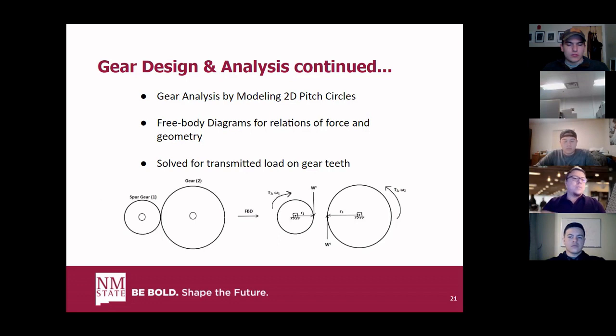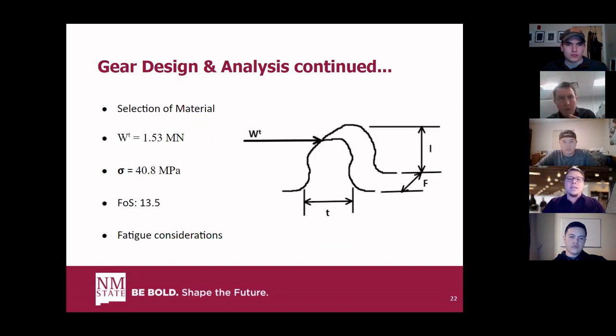To do this, we look at the diagram of the gears and then break them into two separate objects using free body diagrams. And this allows us to view the relationships between the torques, the forces, and the radii of the gears. And by estimating a radius, this allows us to determine the transmitted load on the gear teeth. And this transmitted load is necessary to determine the stress on the teeth. And this brings us to our next slide, which is about the design of the gear teeth themselves.